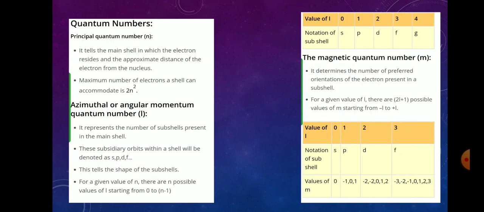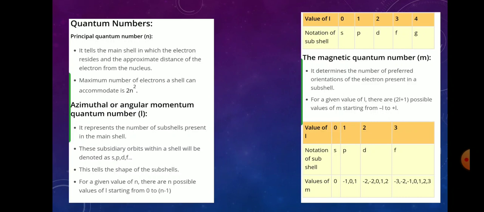Quantum numbers. Principal quantum number, denoted by n. It tells the main shell in which the electron resides and the approximate distance of the electron from the nucleus. Second, the maximum number of electrons a shell can accommodate is 2n squared.